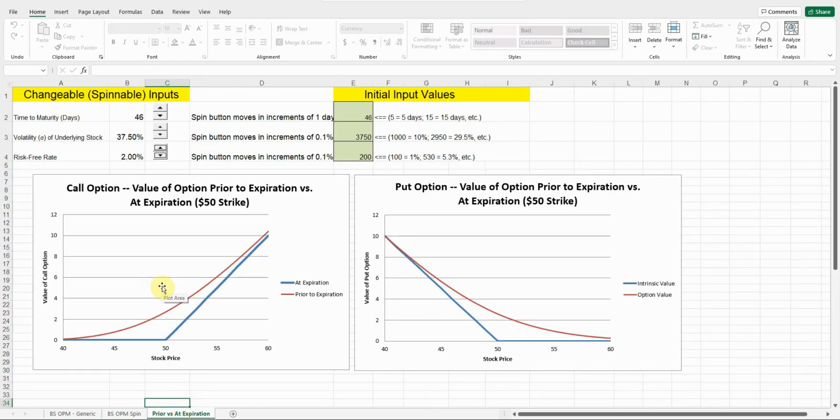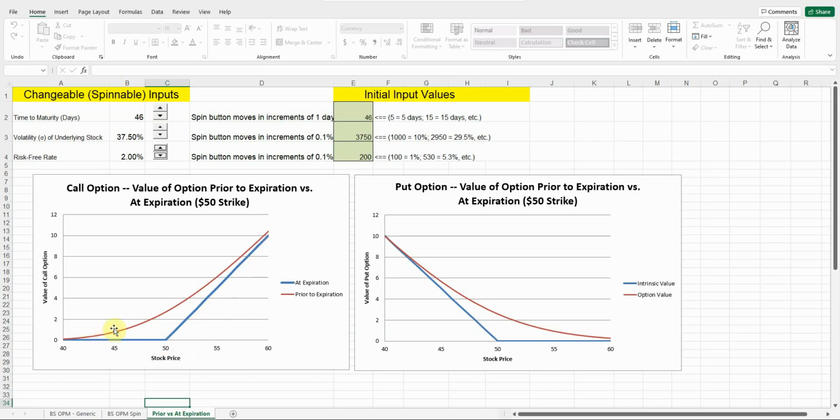The last little tab that I want to talk about allows you to take a look at the value of the option at expiration. That's this blue line. And so this is a call with a strike of 50. Anything at 50 or below, the option expires worthless. Once it gets above 50, then you make more money as the stock price goes up.